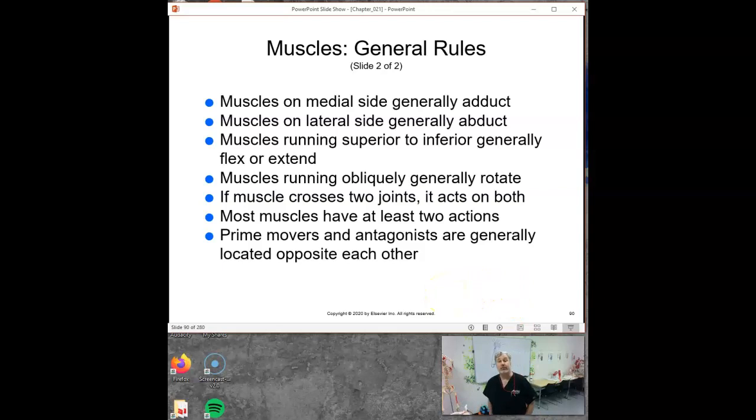We remember that prime movers are the main muscles that do an action. They're also referred to as the agonists. They cause agony, not because they're hurting you, but they're the ones working. Prime movers are often agonists. They often work in synergy with other prime movers, with other muscles, working together. Antagonists are usually located on the opposite side and they can pull against that, right?